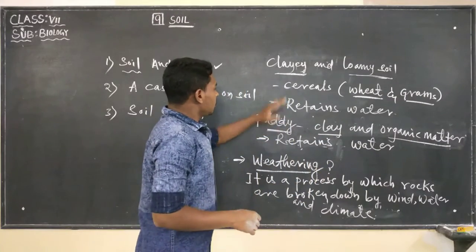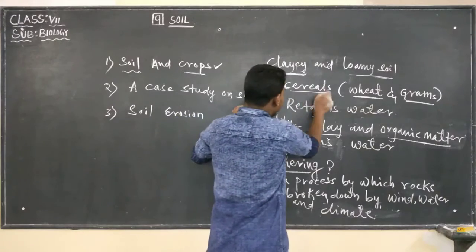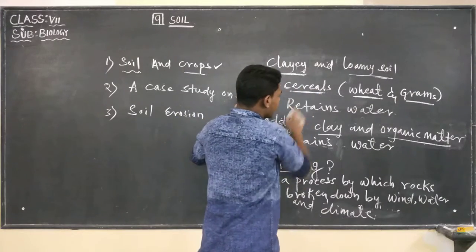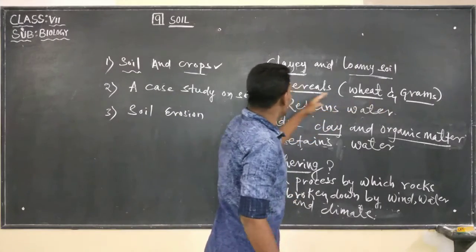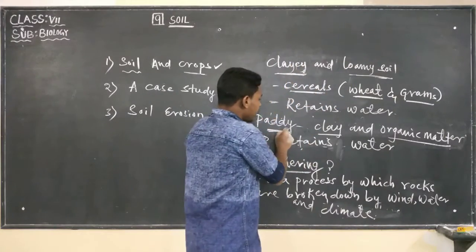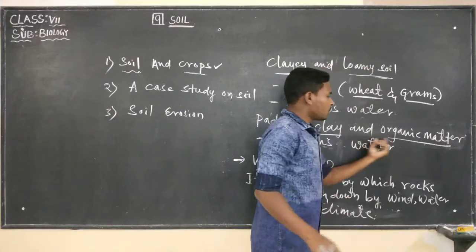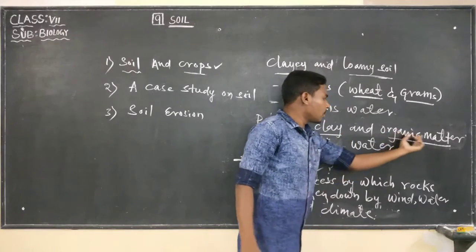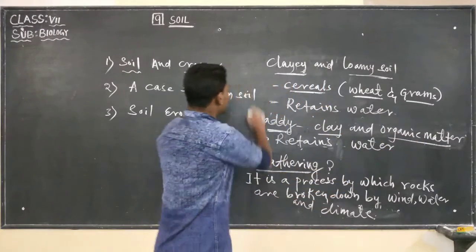So these are the two crops that we have seen now, paddy and cereals. Cereals like wheat and grams grow best in a combination of clay and loamy soil, and paddy grows best in clay soil and soil that has more organic matter.